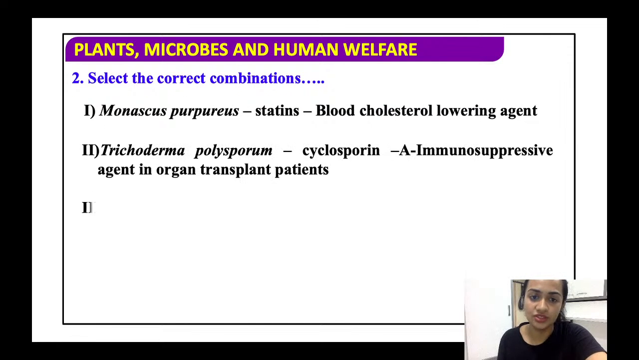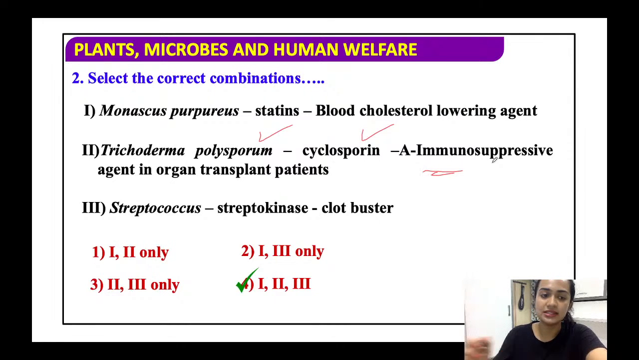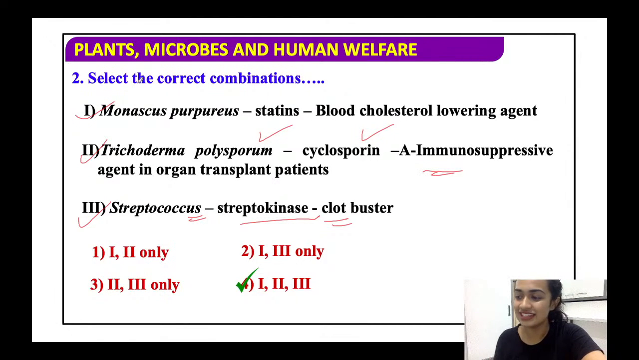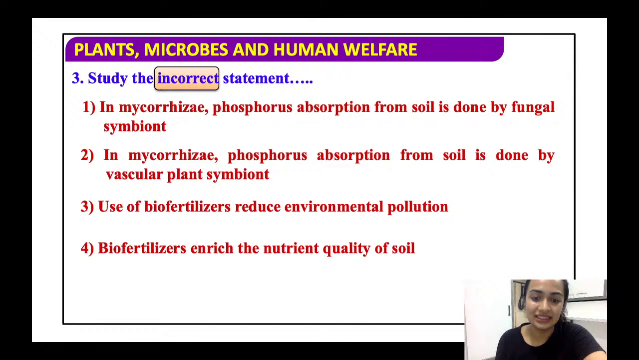Select the correct combinations. Very important, this is a NEET question. Monascus purpureus, statins, blood cholesterol lowering agent, Trichoderma polysporum. Yes, so this is right. Yes, statins are a blood cholesterol lowering agent. I got confused, I'm sorry. So Trichoderma is definitely cyclosporin. It is basically an immunosuppressive agent used in organ transplants. Then I have Streptococcus as a clot buster. Yes, so this is the correct statement. So even the previous question, this is its correct explanation. Now you have to select the incorrect statement. Okay? Yes?